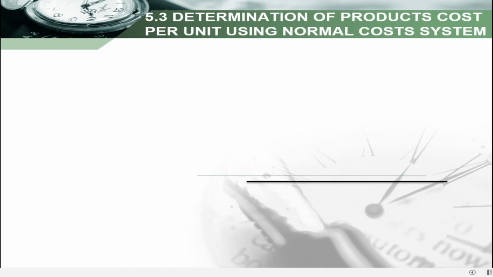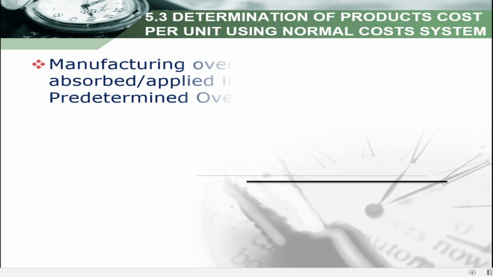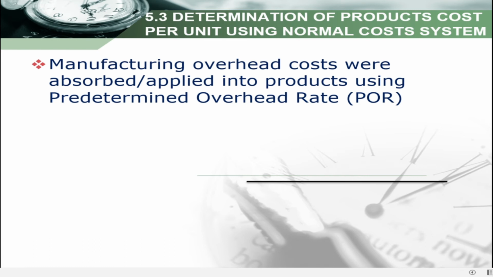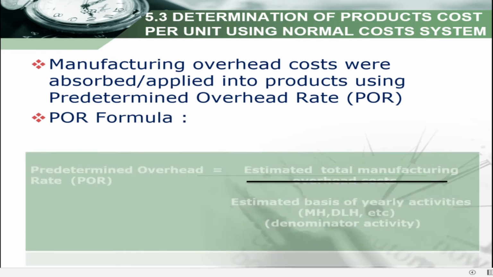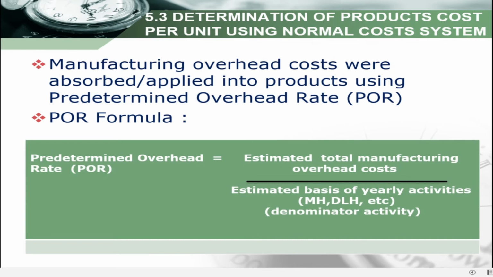5.3 Determination of product cost per unit using normal costing system. Manufacturing overhead costs are absorbed or applied into product using a predetermined overhead rate. So the formula for POR is estimation total manufacturing overhead cost divided by estimation basis activity, or the other name we call cost driver.